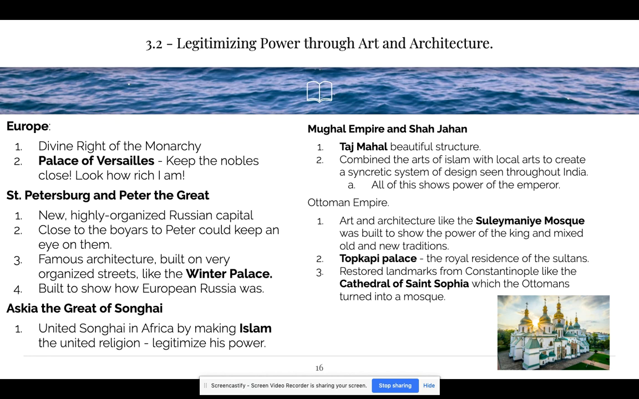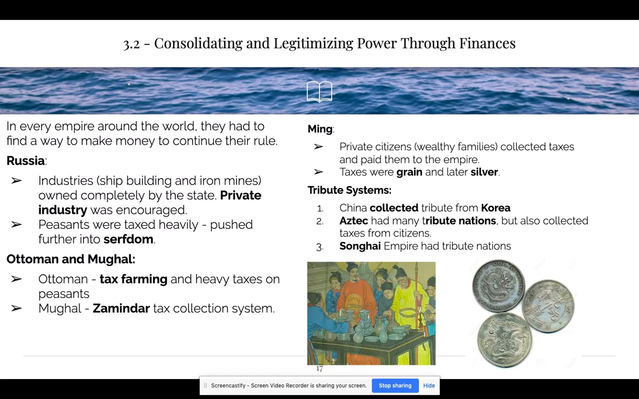We have the royal residence of the sultans, the Topkapi Palace, and they restored landmarks from the previous Constantinople, like the Cathedral of St. Sophia, which was, I believe, a Catholic cathedral, and then it was turned into a Muslim mosque. So again, that's sort of that syncretic design where they take a little bit of the old, a little bit of the new, put it together to make something.